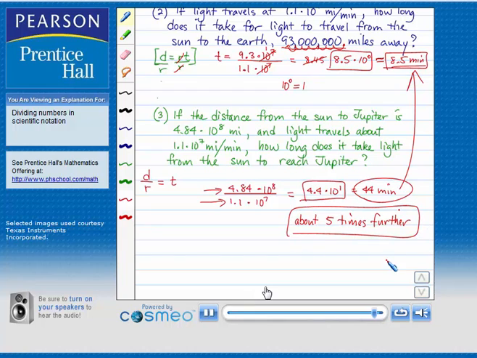Okay? Alright, well, that should give you an idea of what it takes to divide numbers using scientific notation, so I'll leave you with that, and I urge you to work carefully and work well.